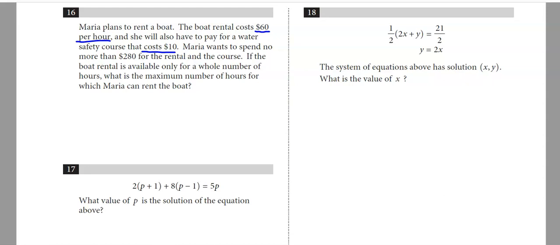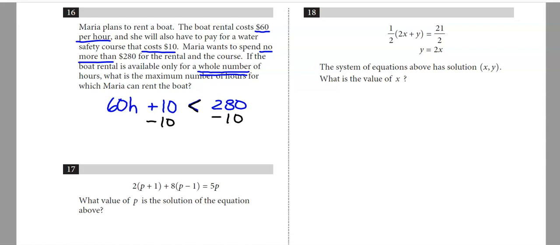So if you want to set up an equation, it'd look like this. It's going to be $60 times every hour plus $10 for the safety course. And we need that to be no more than $280. And then I can just solve this equation. Now it says the boat rental is available only for a whole number of hours, meaning you can't have a fraction of an hour. What is the maximum number of hours that we can rent the boat? So we're just going to solve this inequality. The inequality symbol does nothing. You solve it exactly like you would an equal, unless you divide or multiply by a negative, then you need to flip it. But I don't think that's going to happen here.